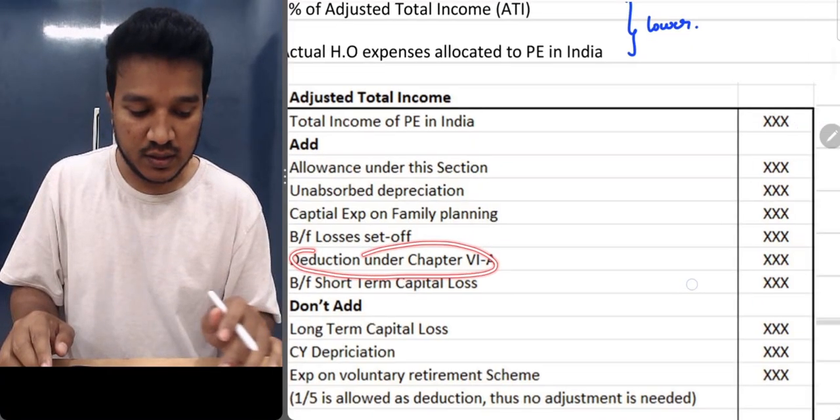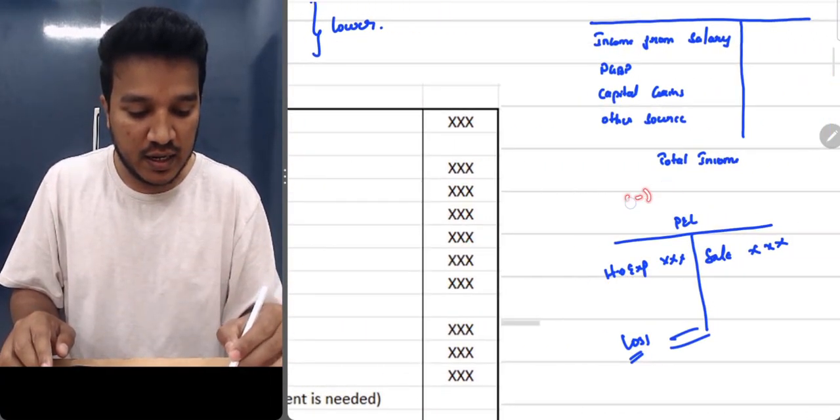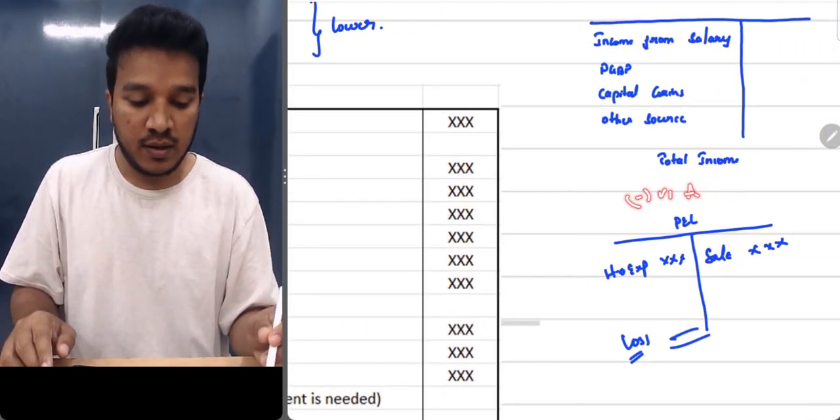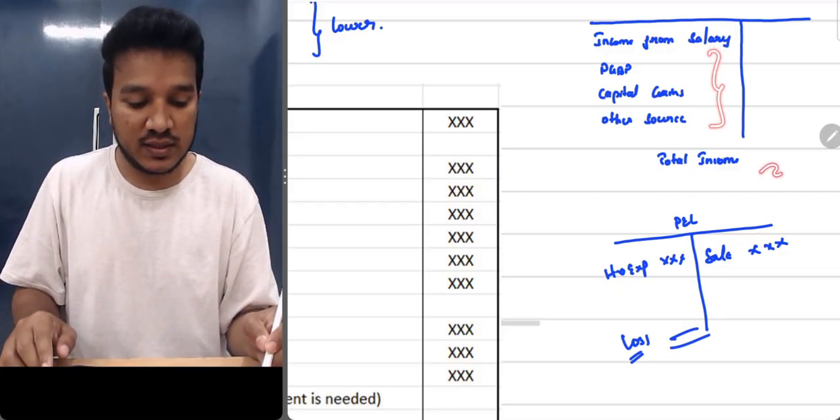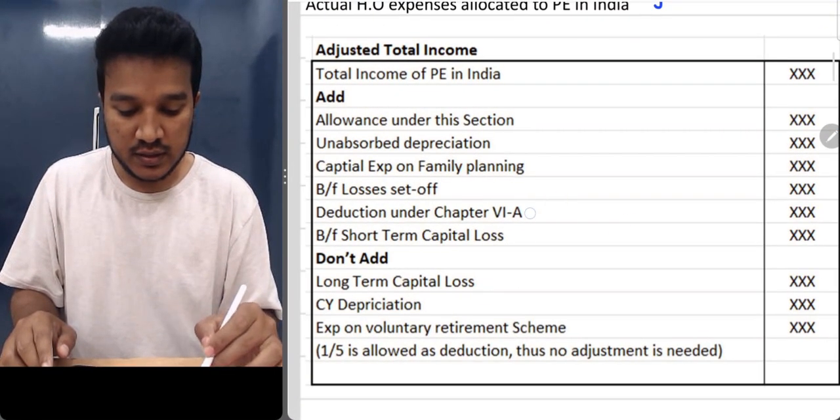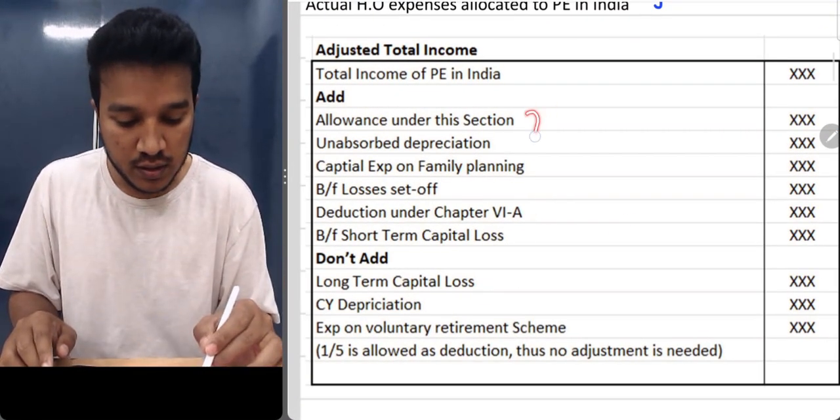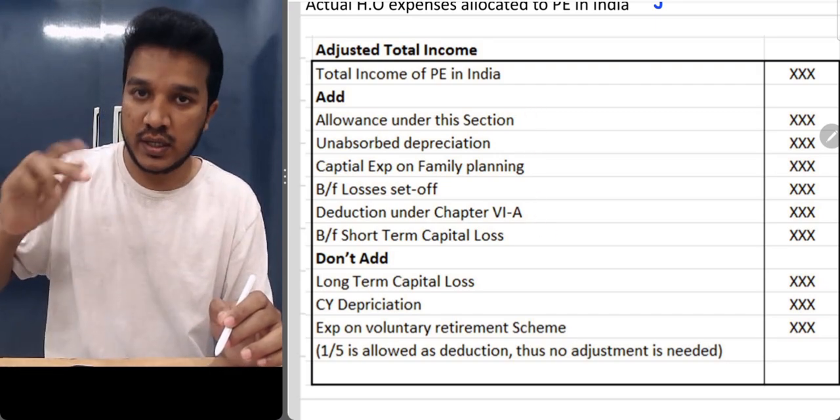Deduction under Chapter 6 as well. Total income comes here, and here you would give deductions under Chapter 6, but they have already been considered above, so that's the reason you are adding it back. Deductions under Chapter 6. So up until here, logic wise also it is clear now.